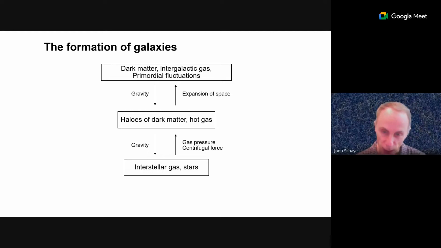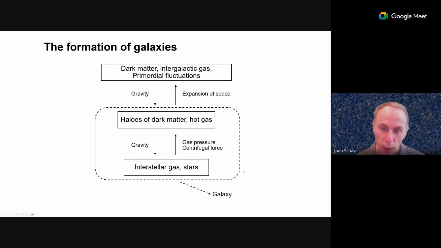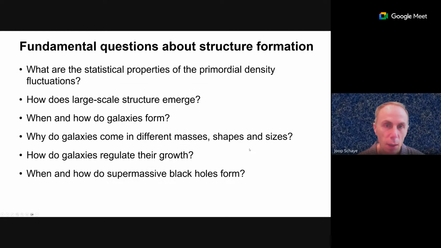And then within this disk of gas, you get a similar process where solar systems form, stars form. And all of this together, this halo of dark matter and hot gas with inside it a disk or a distribution of stars and interstellar gas, is what we call a galaxy. Okay, so that's a little bit of background.